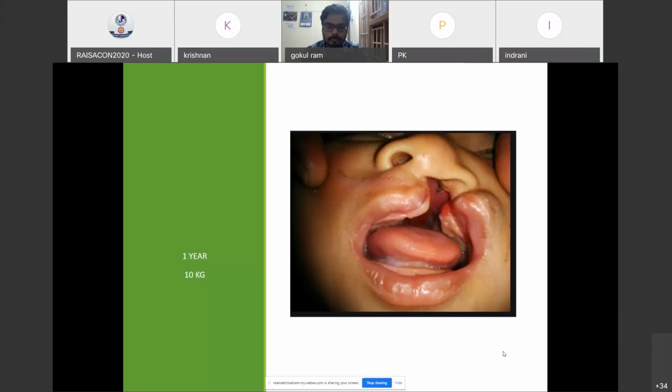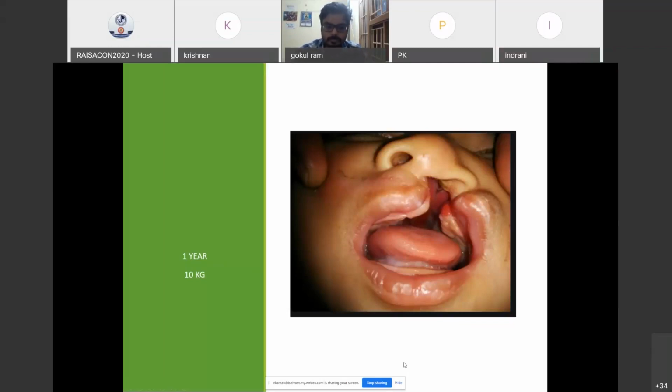Dr. Ram, postgraduate from Stanley Medical College, to present a case of cleft lip, cleft palate for surgery. I welcome Dr. Gokul Ram. Over to Dr. Gokul Ram. Thank you, sir. Gokulram, are you able to see the screen? Yes, sir, I'm able to see the screen, sir.